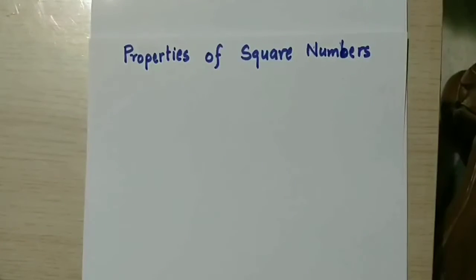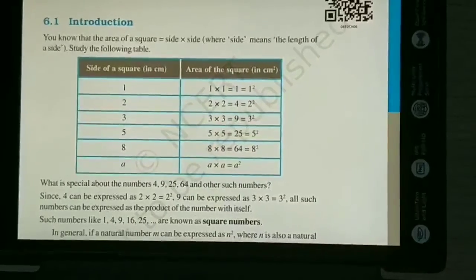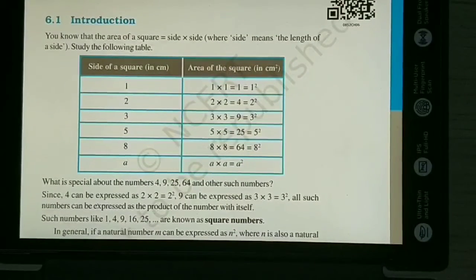Dear students, today we are going to learn properties of square numbers. While learning the first topic of Squares and Square Roots, Chapter 6, Properties of Square Numbers, we should know some terms before going ahead. First of all, we should know what square numbers are.